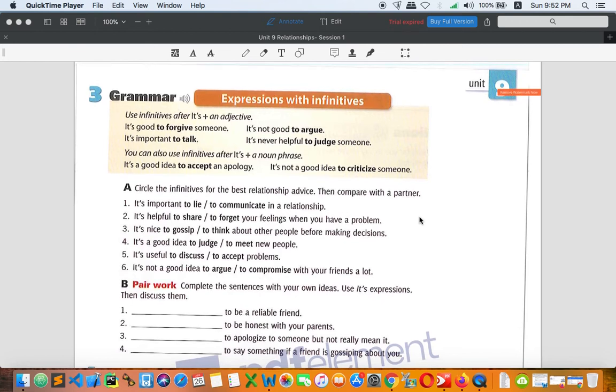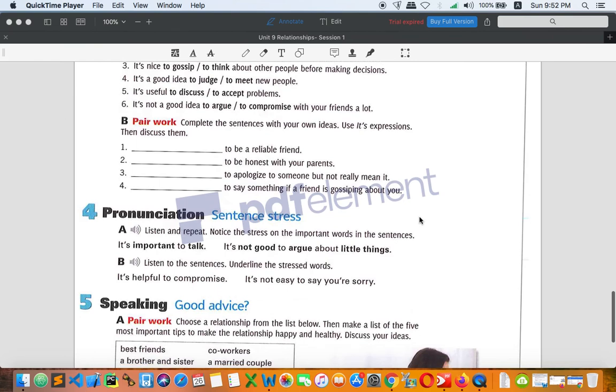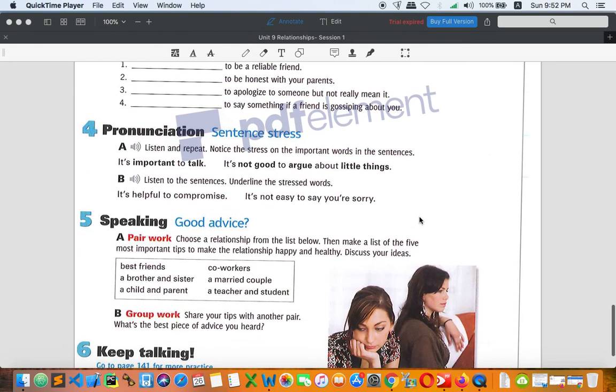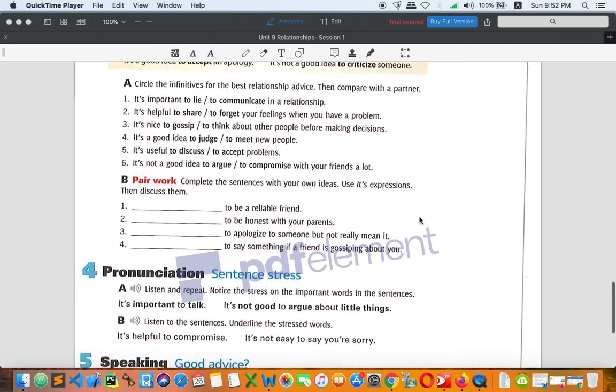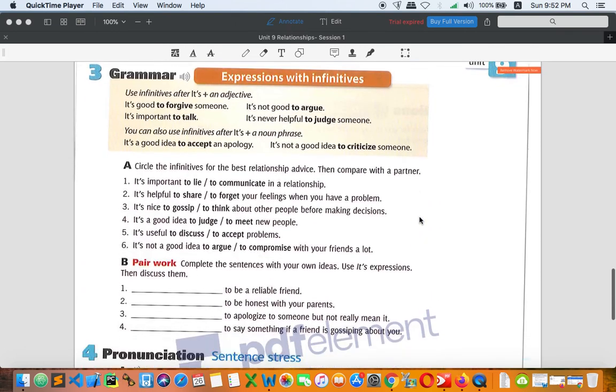So you don't need to do it, so I will walk you through this one. Okay, and maybe we cannot go to number 4, 5, 6. Okay, so we just only focus on number 3. So let's see the first one. All right, so let's take a look at the instruction a little bit in order to find out what you have to do. Circle the infinitives for the best relationship advice, then compare with a partner. Okay, so I will go through based on my own ideas or advice, and you probably also agree with me. All right, let's start with the first one. It's important to lie or to communicate in relationship.